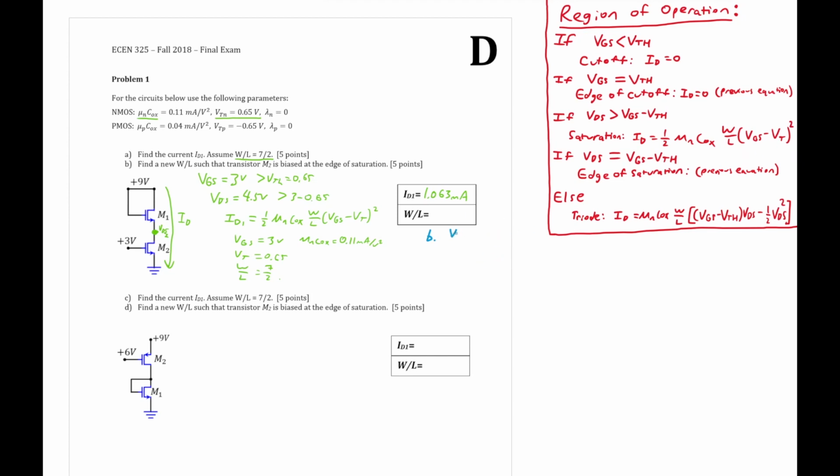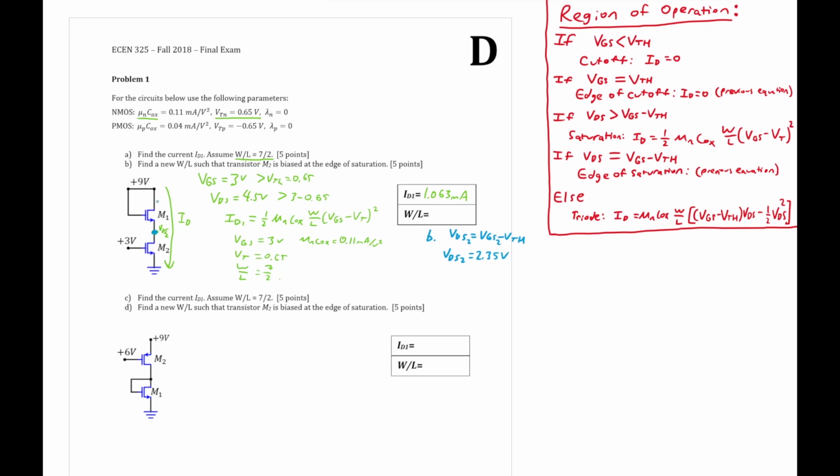So it is a given that VDS is equal to VGS minus VTH. And more specifically, we know that VDS2 is equal to VGS2 minus VTH. So we know that VGS2 is 3. We know that VTH is 0.65. So 3 minus 0.65 gives us our VDS value of 2.35 volts. Okay, so that is what this point voltage is right here.